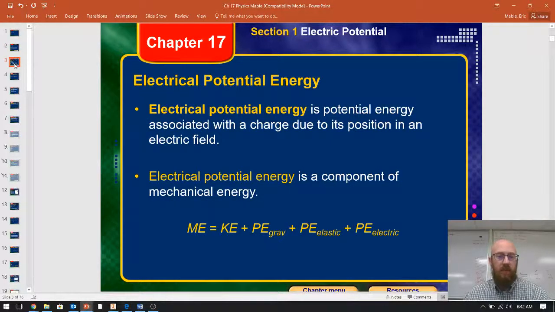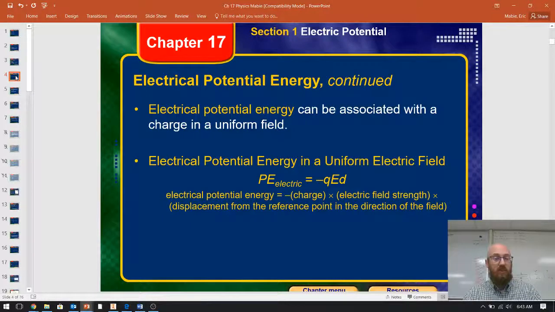So, electrical potential energy. Before, I said mechanical energy is just the kinetic and potential. Then you figured out it's potential energy plus elastic if there's a spring involved, and now we're going to add potential energy electric, that last little bit on the right-hand side. So our equation has gone from mechanical energy is kinetic plus potential gravity, kinetic plus potential elastic, and now it's mechanical energy is kinetic energy plus potential energy due to gravity, potential energy due to an elastic force, and now potential energy due to an electric force. That being said, let's go ahead and get the calculation.